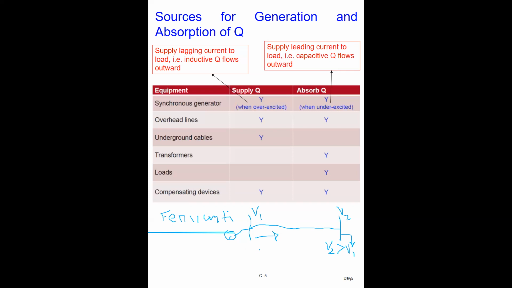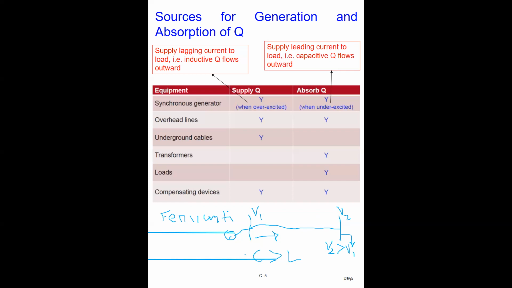I think it's because of the capacitance of the line, because the capacitance is greater than your inductance. Because you have a high voltage, let's say a 400 kV line, and for a longer length, let's say 200, 300, 500 kilometers, the capacitance of the line becomes more than the inductance of the line. With light load or no load condition, the receiving end voltage is more than the sending end voltage.